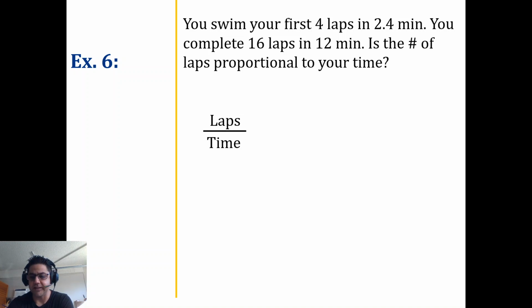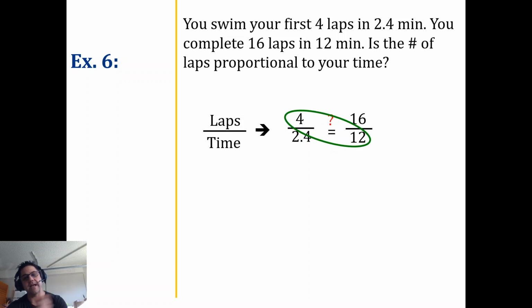Okay, so our scenario, our laps divided by our time. So from our first sentence, it's 4 laps in 2.4 minutes. And it wants us to check to see if they're equal, question mark there, in completing 16 laps in 12 minutes. So is the number of laps proportional to your time? So what we're going to do is set up our multiplication. So I'm going to go ahead and do my diagonal again. So 4 and 12. You can use a highlighter again if you want to do that. You can circle it. You can draw an arrow. And then we're going to go ahead and multiply 2.4 by 16. And want to see if they are equal or equivalent.